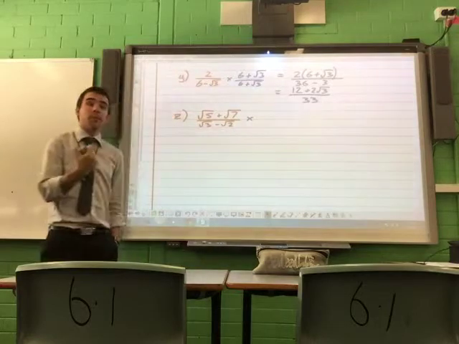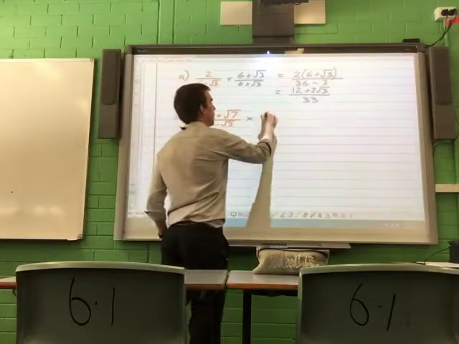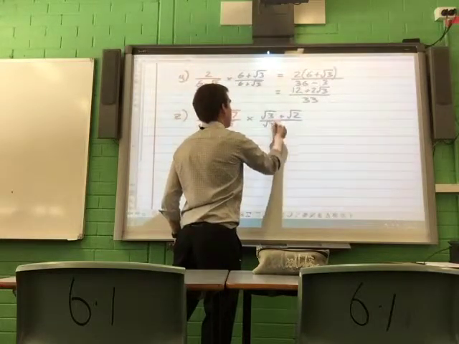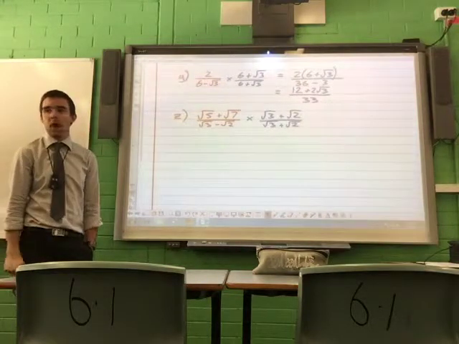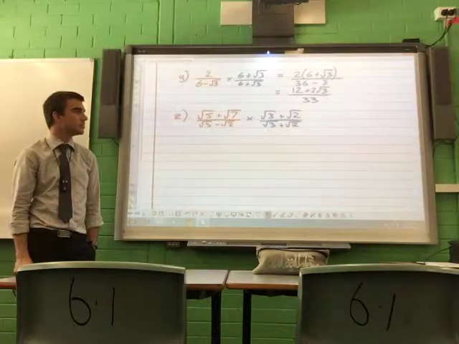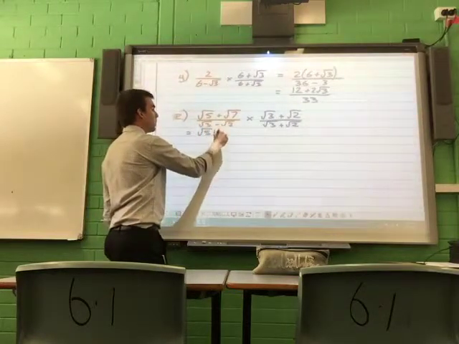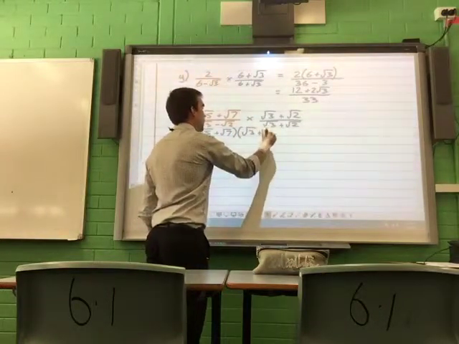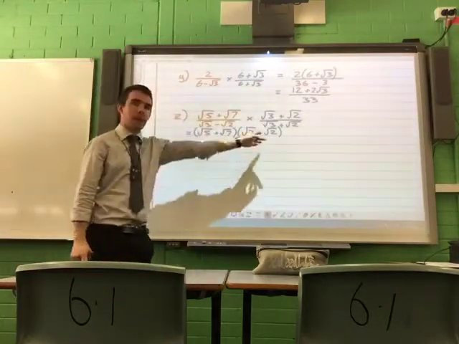it. So whatever's on the bottom, you multiply by what's called the conjugate, so you change the sign in the middle. So root 3 plus root 2 on root 3 plus root 2. Effectively, I'm multiplying by 1, I'm just changing what that 1 looks like. Root 3 plus root 2. So I'm doing that times that, setting it up as a binomial product.